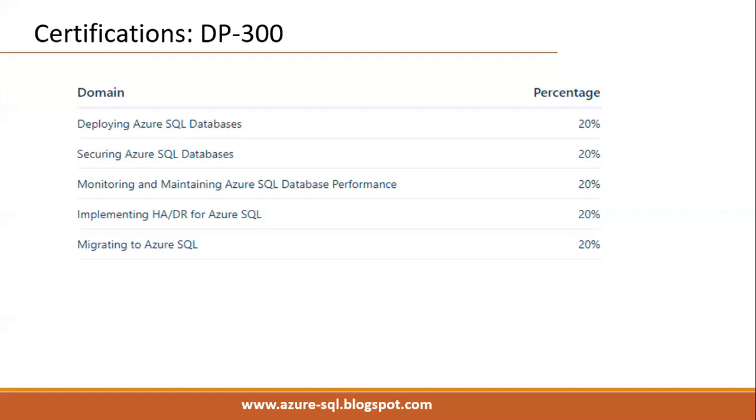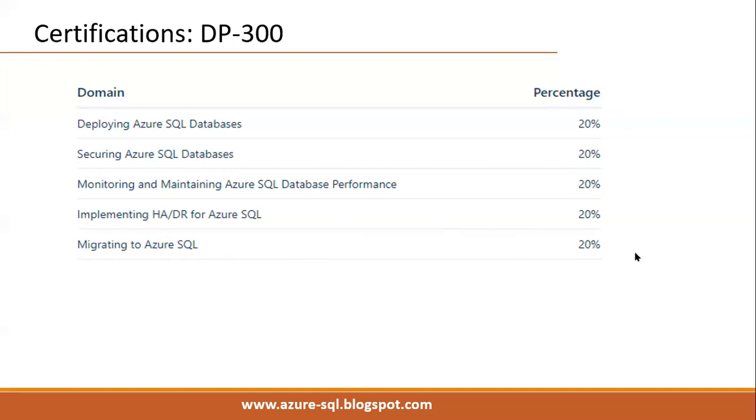Right. So Azure SQL Database is a database level service, as we have seen. We can check here that they are testing 20%. Then securing Azure SQL databases, 20%. Monitoring and maintaining Azure SQL database performance. Implementing HADR for Azure SQL. And migrating to Azure SQL.